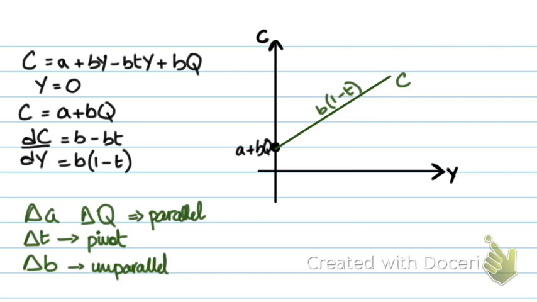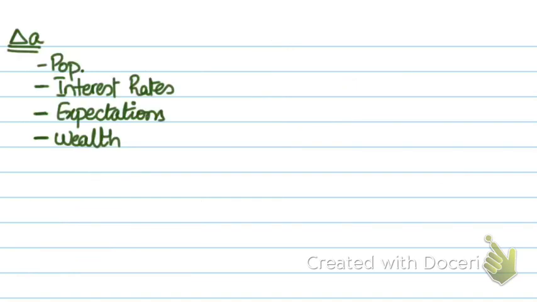So what causes changes in A, Q, T, and B? A change in autonomous consumption can be due to a variety of reasons. Say the population increases. This means your autonomous consumption will automatically rise, since more people will want to satisfy their bare necessities. This causes an increase in autonomous consumption, leading to a rise in total consumption.